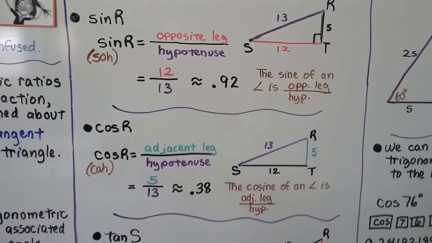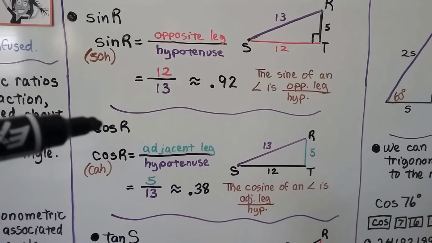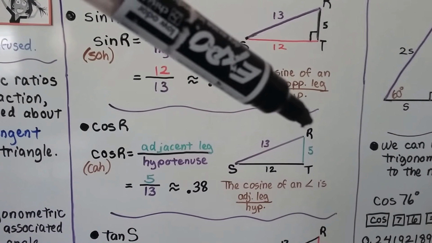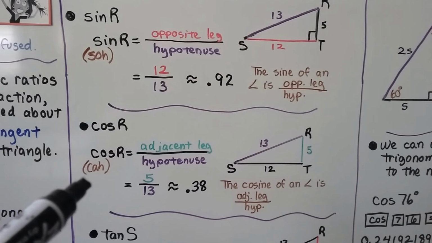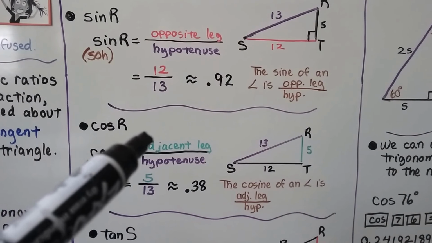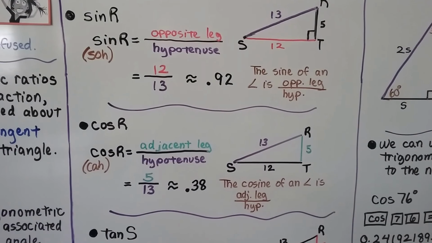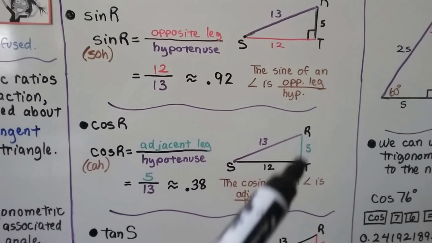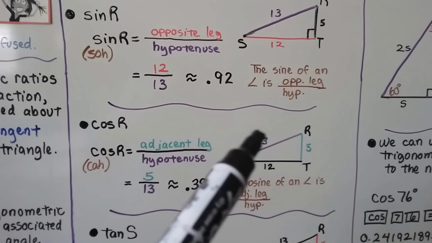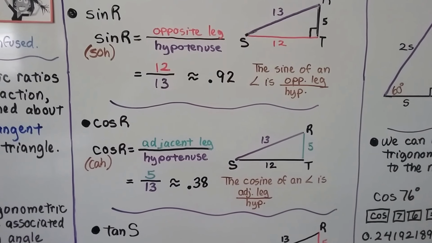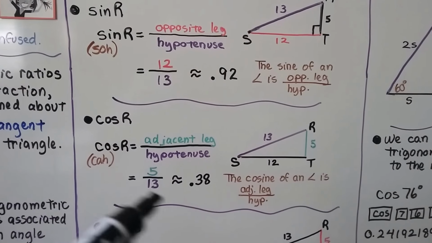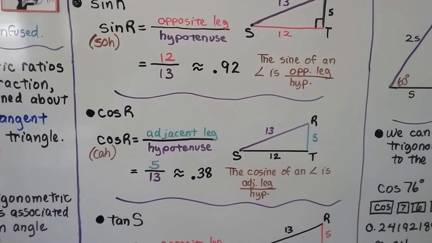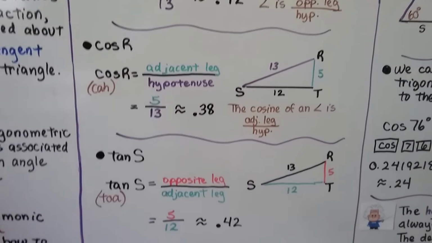For the cosine of r, that means we're going to be dealing with angle r, and that's the Cah in Soh-Cah-Toa. So we're going to do the adjacent leg over the hypotenuse. That's going to be 5 as the adjacent leg, the one next to r, and 13 as the hypotenuse. So we have 5/13. 5 divided by 13 is 0.38, and we found it as a fraction and decimal.